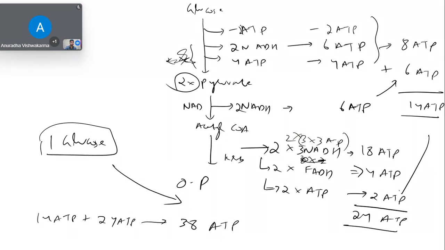many exams ask a trick kind of question: if I give you one glucose and if glycolysis is occurring, how many ATPs do you have? Glycolysis only gives 2 ATPs, right? And if I ask you, one pyruvate can give you how many ATPs then?